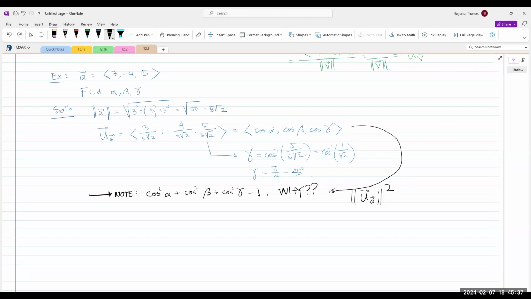How useful is this? Basically, in our navigation later on, once you know alpha and beta, you know gamma. If you know gamma, then you know alpha and beta. If you know two angles, you know the third one.